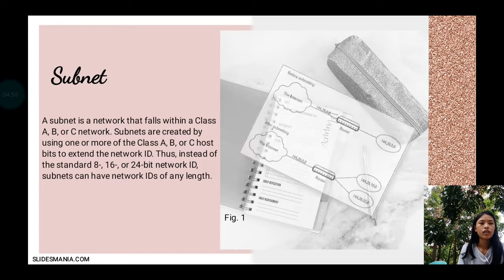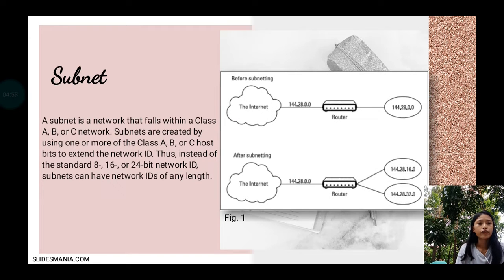Here we have our Figure 1. This shows an example of a network before and after subnetting. In the unsubnetted network, or the one before subnetting, the network has been assigned the Class B address 144.28.0.0. All the devices of this network must share the same broadcast domain.